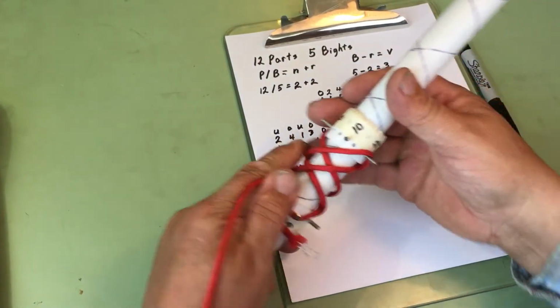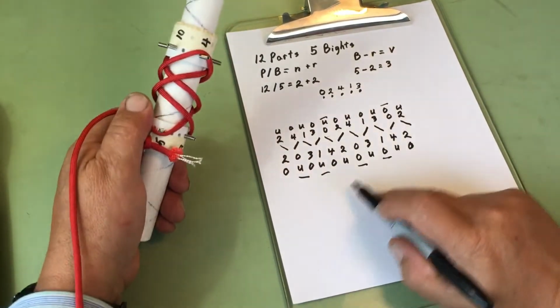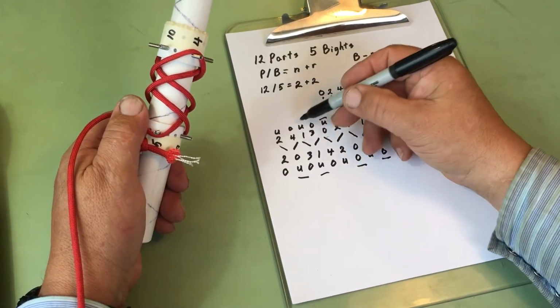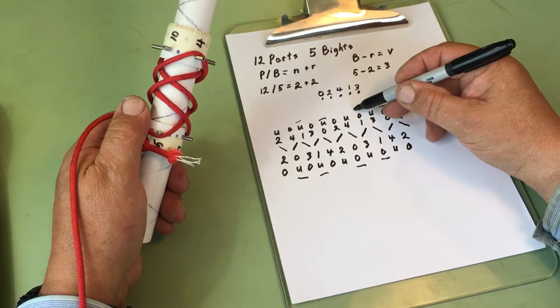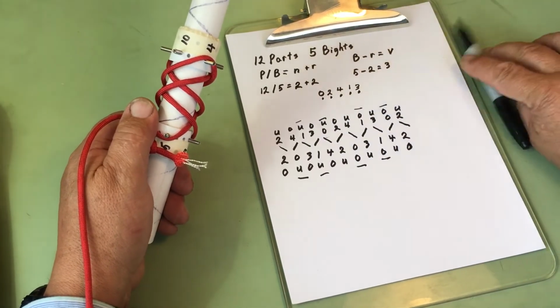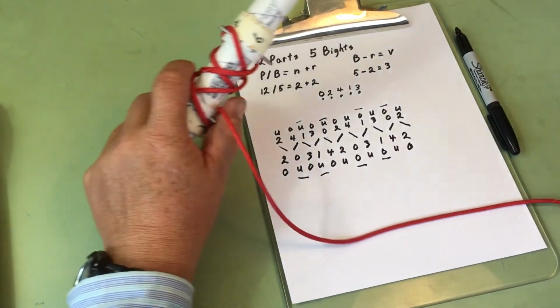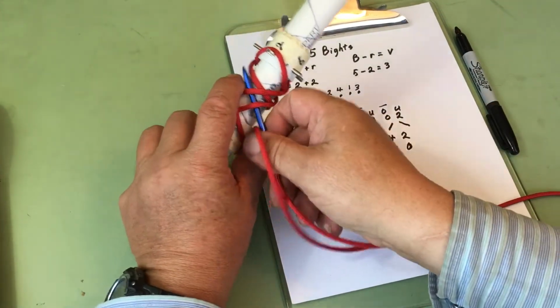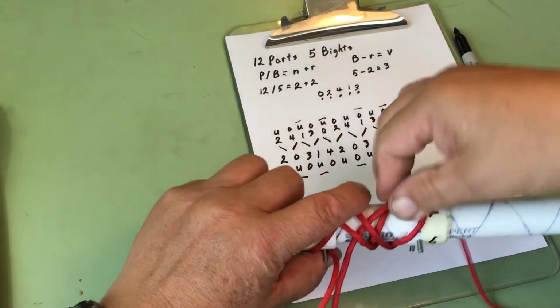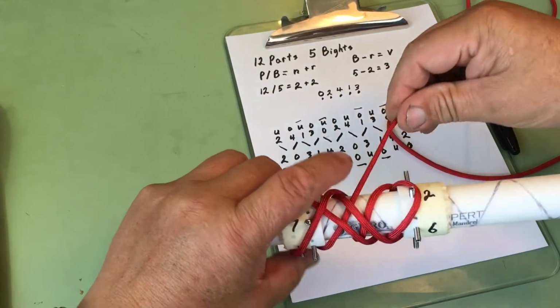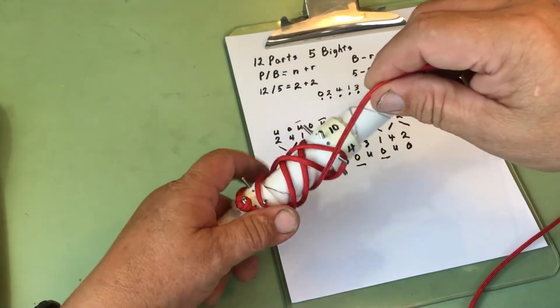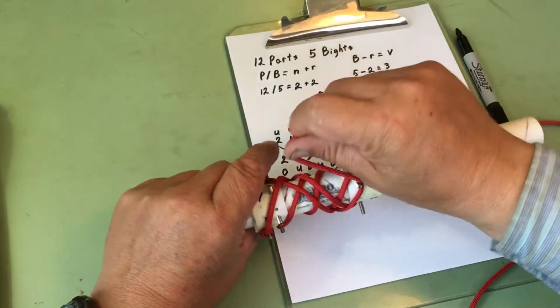Okay, now we're looking for the 1. Under 2, over 2. Under 2. Over 2, and we're going to pin number 6.